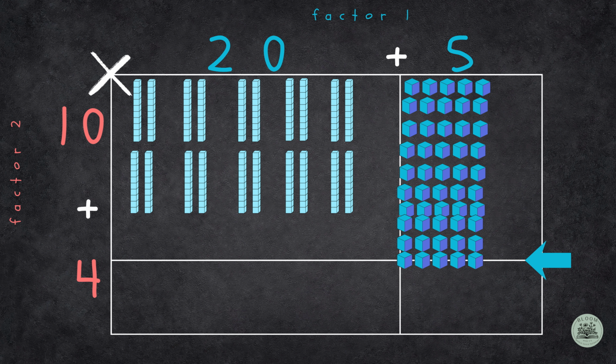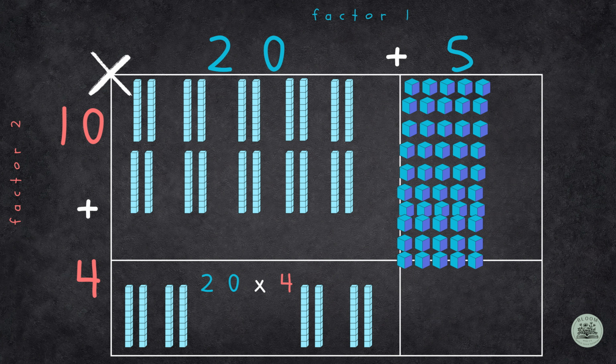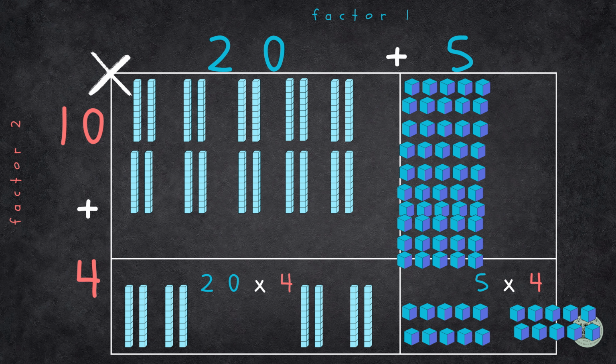I go up to 20 and over to 4, so my problem is 20 times 4. And I represent it with 4 different groups of 20. And for my last group, I go up to 5 and over to 4, so my problem is 5 times 4. I showed this with 4 different groups of 5 ones cubes.